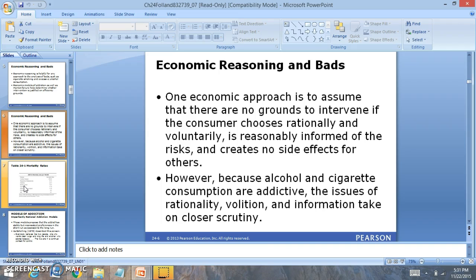One economic approach is to assume that there's no real grounds to intervene. If the consumer chooses rationally and voluntarily, and is informed of the risk, there are no real side effects. The problem is most people aren't as informed of the risk as we think they should be. So the government gets involved in markets and puts specific taxes on both cigarettes and alcohol to do two things: raise revenue for the government and also decrease consumption.